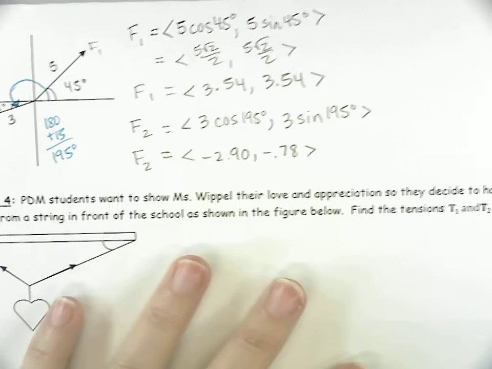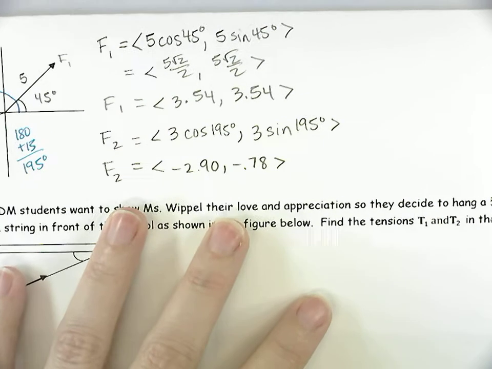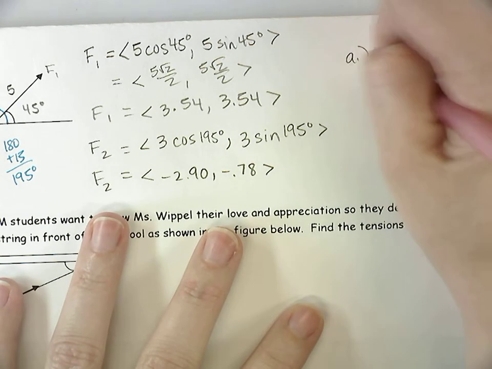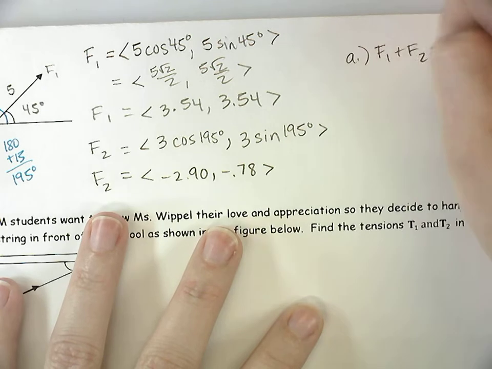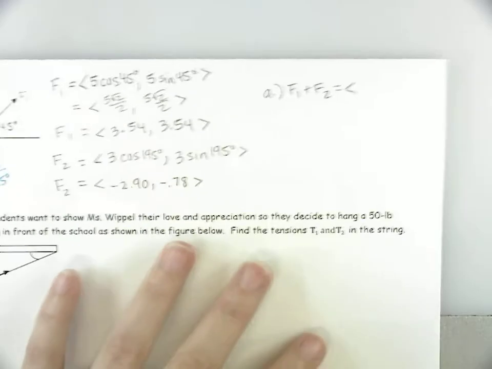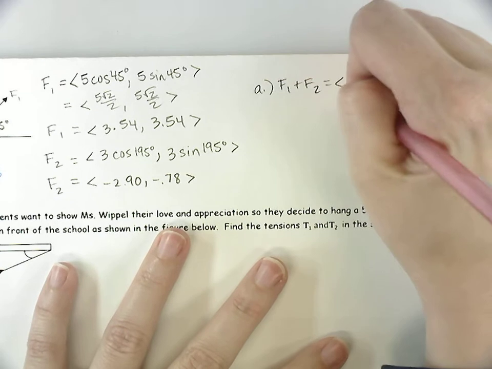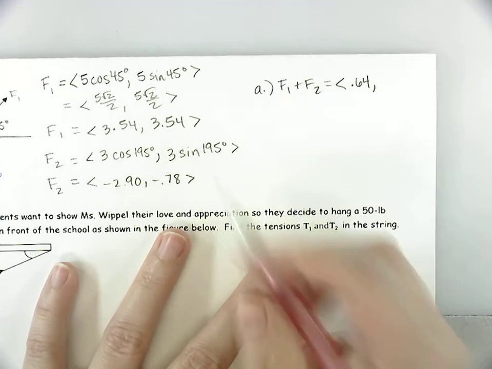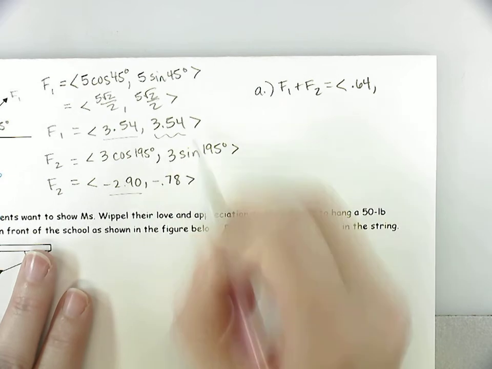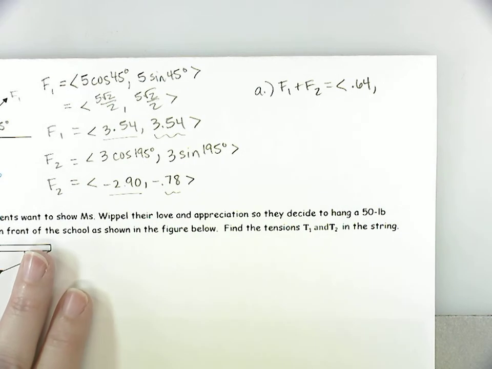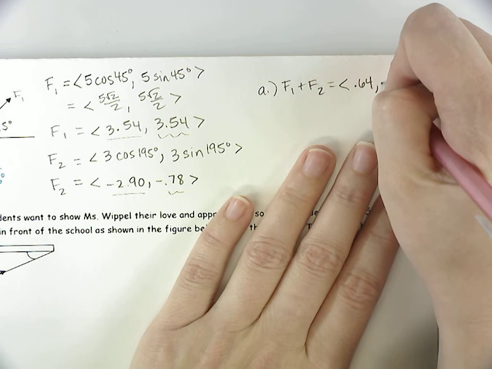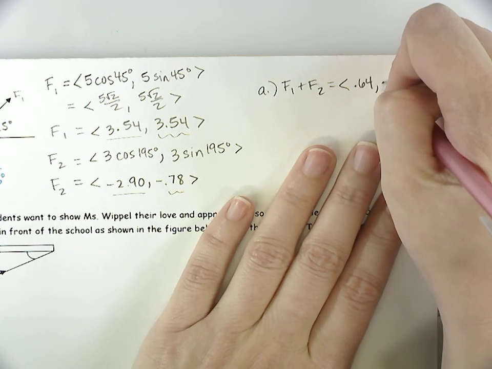Okay, so now what we're gonna do for part A is we're gonna add our forces together. So we're gonna add our F1 and our F2, and that's gonna be our vector. When we add those together, we're gonna get 0.64. So we're adding the horizontal components, and then we're gonna add the vertical components. And you would get 2.76.